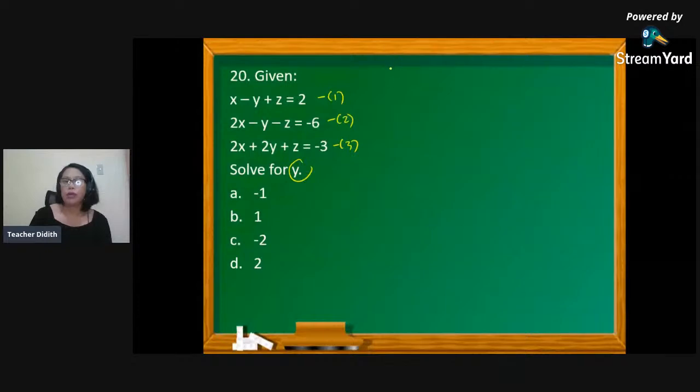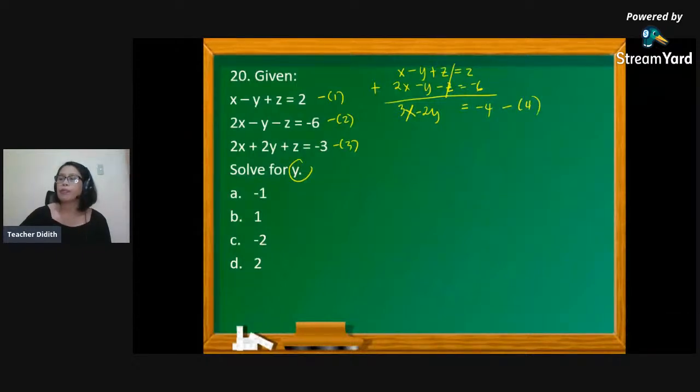That's possible. So if we're going to select equation 1 and 2, we have x minus y plus z equals 2, and then 2x minus y minus z equals negative 6, and perform addition. So this is 3x, and this would be minus 2y, and this will be cancelled. Correct. And this is negative 4. So this is equation 4.